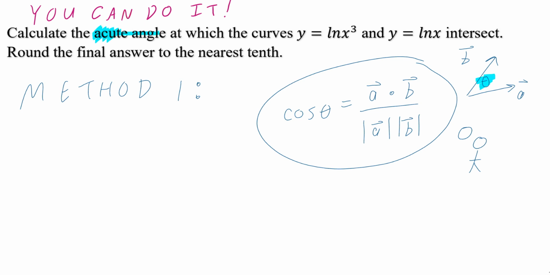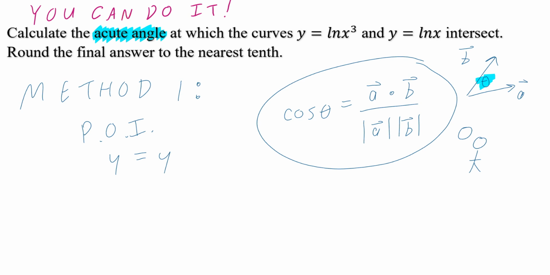Now, if you go back to the given curves, y equals ln x to the power 3 and ln x, these are not straight lines. And that is okay. The key is to find a tangent of each curve at the point of intersection. And with the two equations, you can use vectors to find the angle theta in between them. So now here's the first step. Find the point of intersection, the POI.